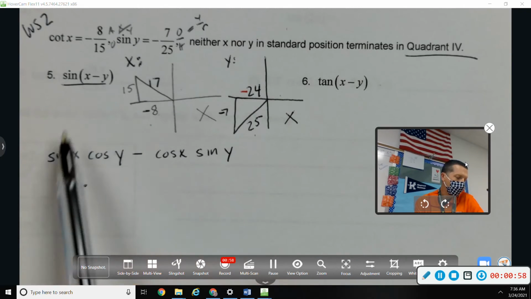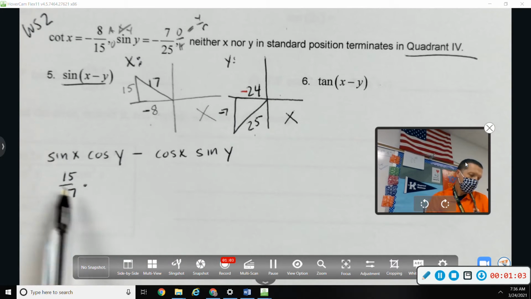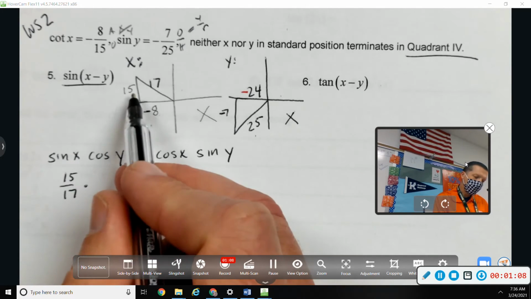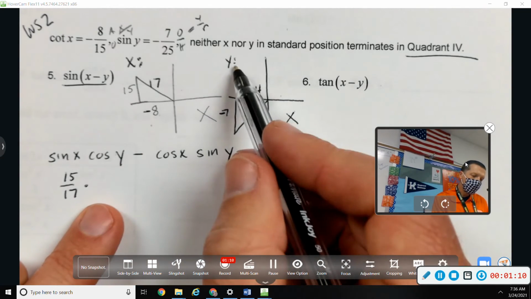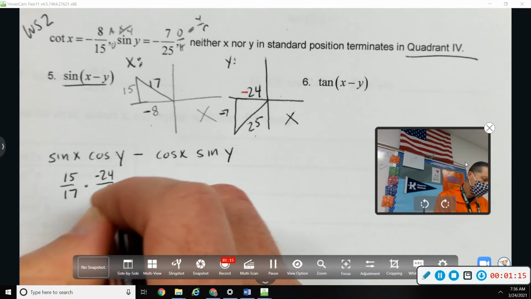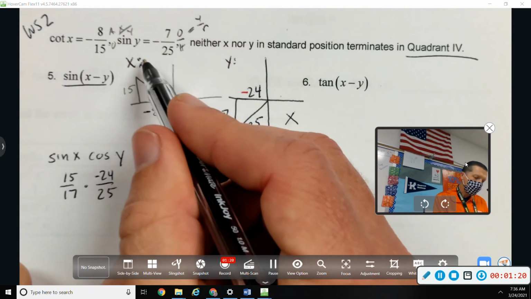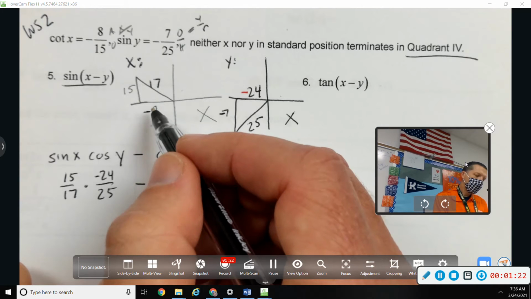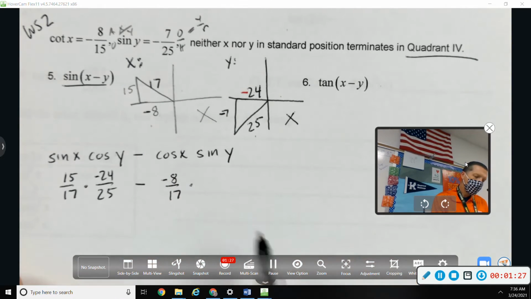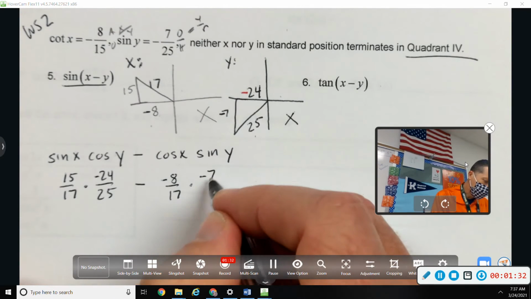Then we reference our formulas for sine of x minus y. Write that down, and then just start filling in the pieces. So sine of x was opposite over hypotenuse. Cosine of y is adjacent over hypotenuse. Cosine of x, so go to x. Cosine is x over hypotenuse. Sine of y, so make sure we go to y. Sine is negative 7 over 25.